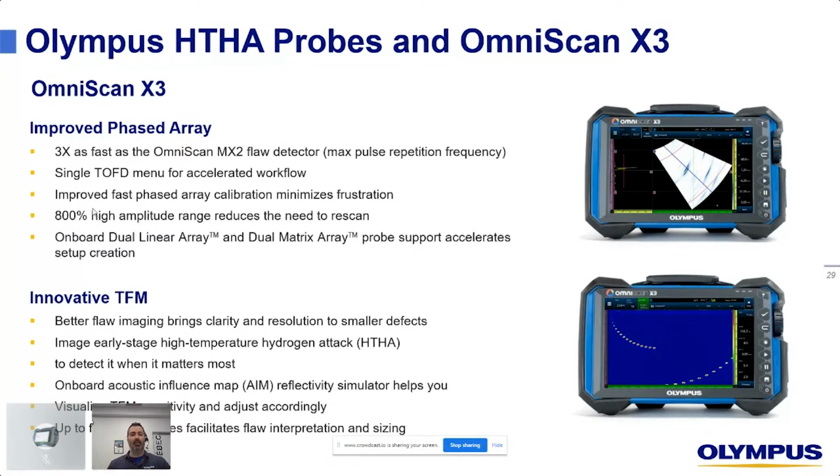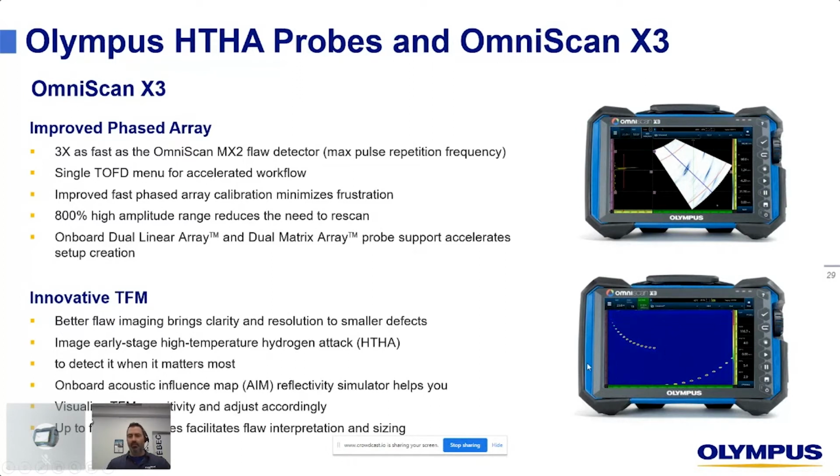So the Omniscan X3 is a 16-bit instrument, meaning that there are 2 to the power of 16, so basically 65,000 counts. The standard mode is the 0 to 200% mode. It can be extended all the way up to 800%. So you do not saturate your signal when scanning with those higher scan gains. And also compared to the previous generation, of course, onboard DLA and DMA calculator.